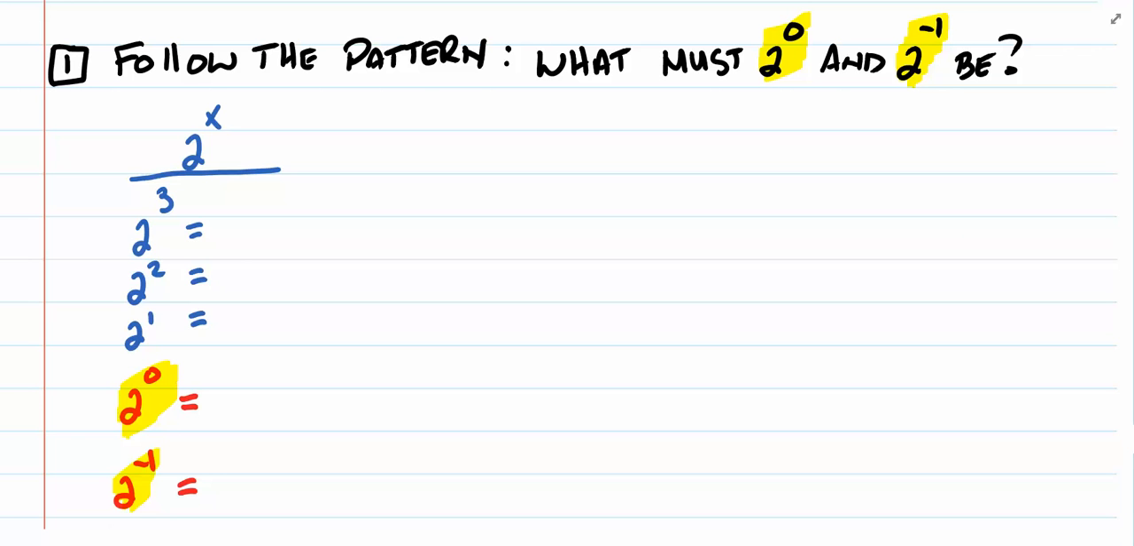must be. Now we've already dealt with exponents before in algebra, so I want to try and see if we can get a pattern here. So 2 to the 0, this is a big question for us, and 2 to the negative 1. What are these values? What must they be? Okay, let's get into this.